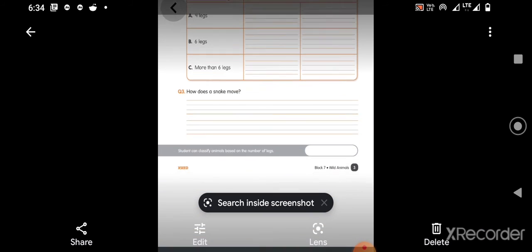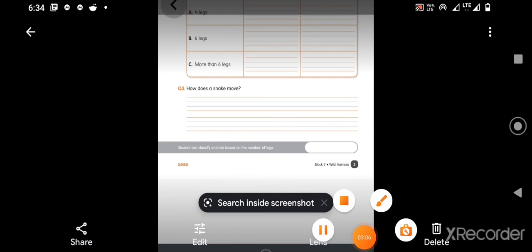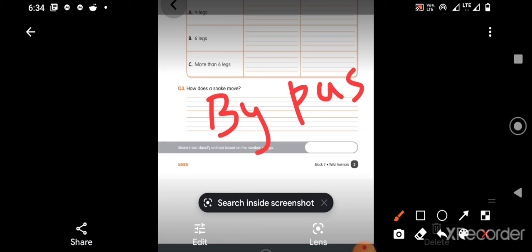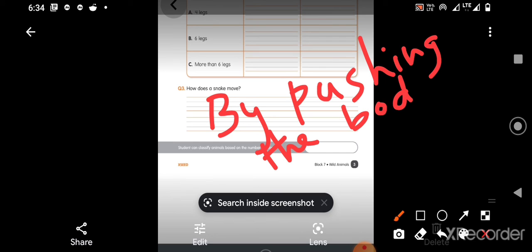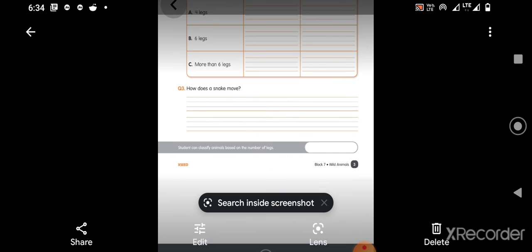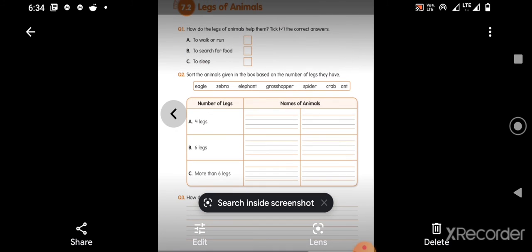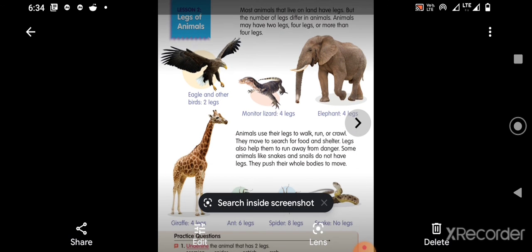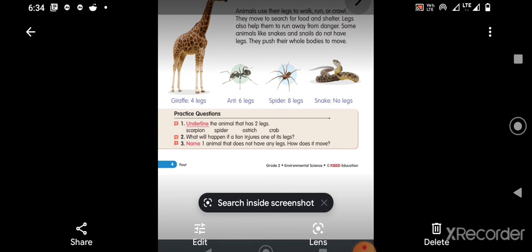Yes, children. Now next question. How does a snake move? By pushing the body, it moves. Snakes move by pushing their bodies. So you can write it as usual, or put it in your own words also. How, after reading what, children? This content page. See the different pictures, and also by reading that you will complete.